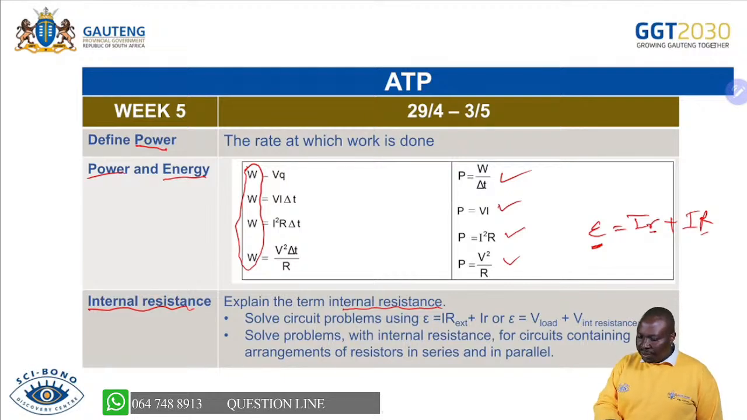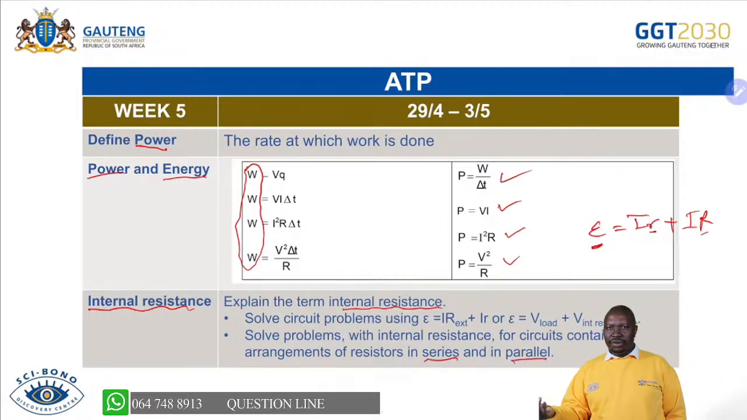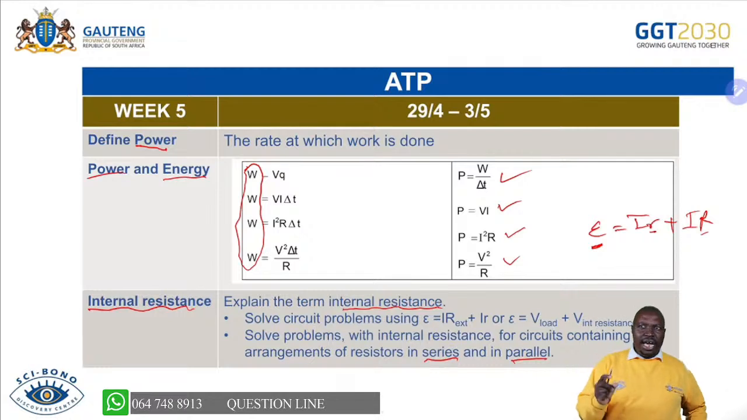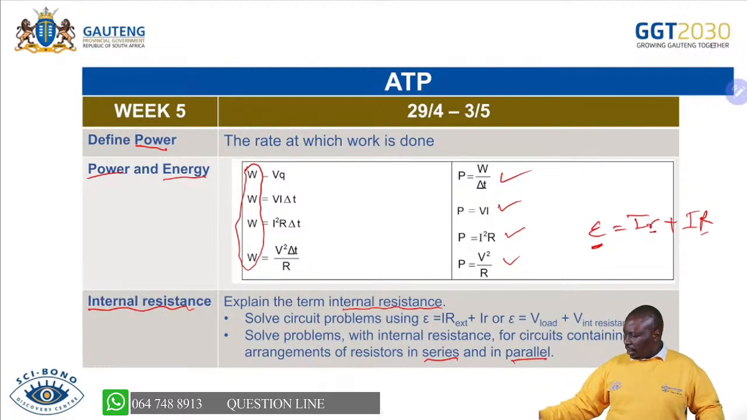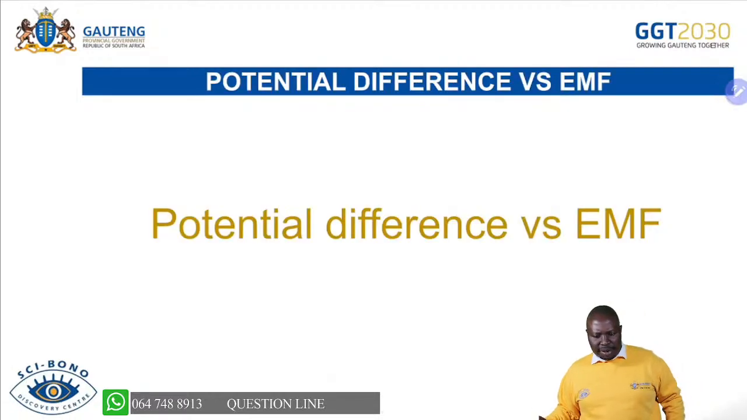You must be able to solve problems using that equation, and you must be able to solve problems with internal resistance for circuits containing arrangements of resistors in series and in parallel. So we'll have both series and parallel. I'll spend some time indicating the difference between series and parallel connection when it comes to current and potential difference, so that you can enjoy these questions.